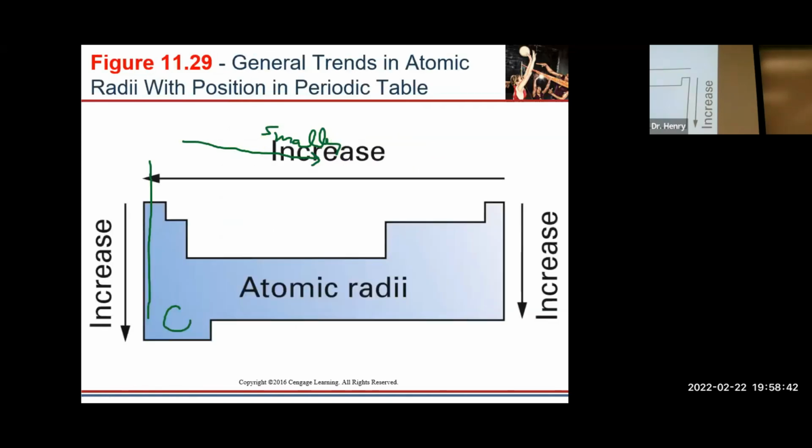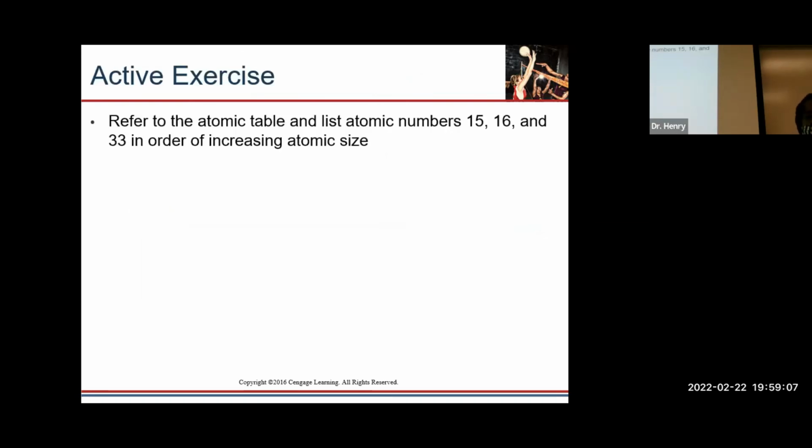Now, of course, there's going to be exceptions, right? But for the general trend, this is the general trend, okay? So we increase from this direction to this direction. So as we go from our noble gases to our metals, it's going to increase. And then as we go from top to bottom, it's going to increase, okay? So now knowing that, refer to the atomic table and list the atomic numbers 15, 16, and 33 in order of increasing atomic size.